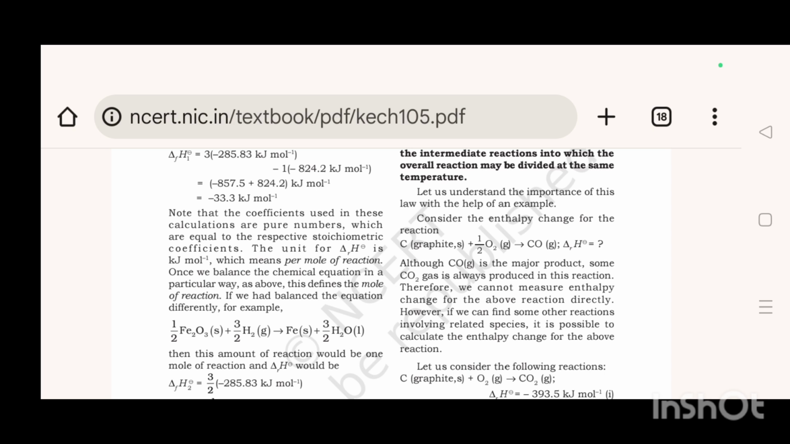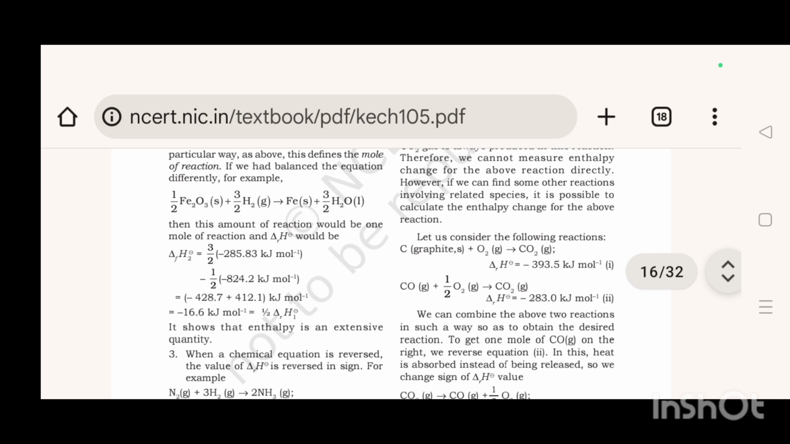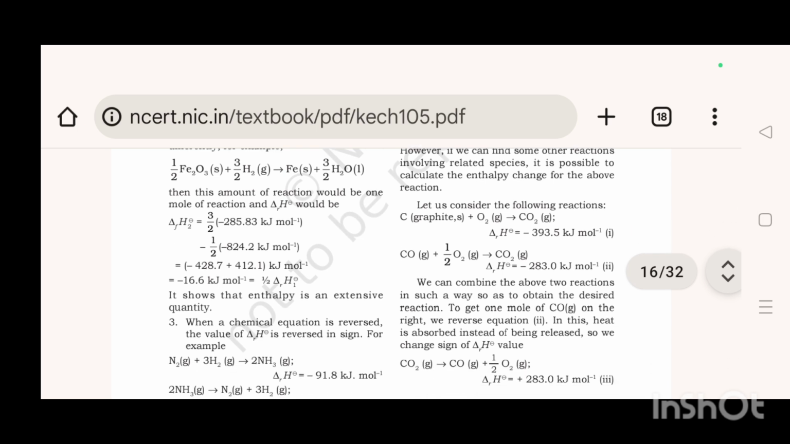Although CO gas is the major product, some CO2 gas is always produced in this reaction. Therefore, we cannot measure the enthalpy change for the above reaction directly. However, we can find some other reactions involving related species. It is possible to calculate the enthalpy change for the above reaction. Let us consider the following reactions.